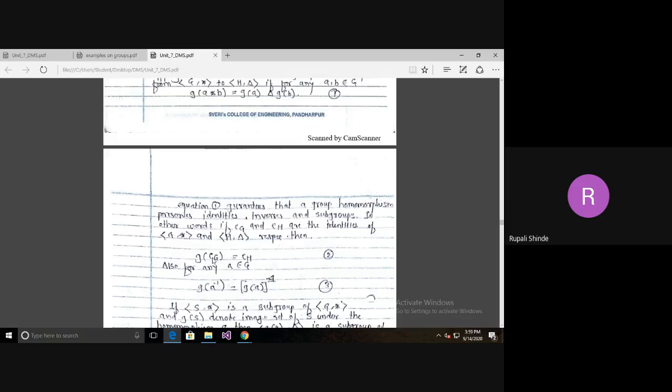Yes ma'am. Okay. Now, for semigroup homomorphism, we have seen this concept. The second one is for the identity element. If you want to apply this function g on the identity element of group G, you will get the identity element for group H.